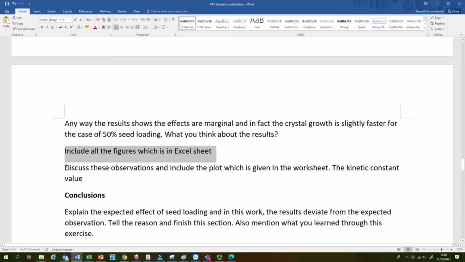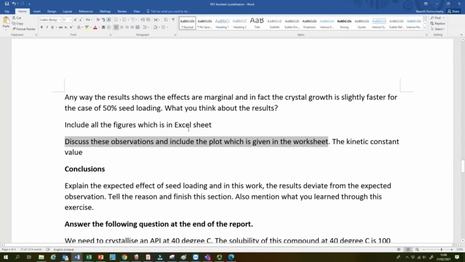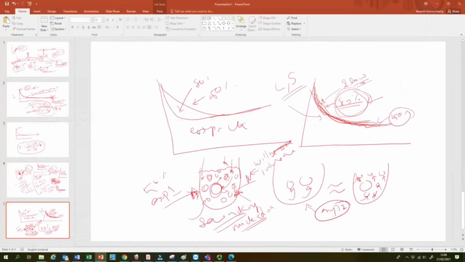So discuss this observation. Just mention why, no matter whether you start your experiment with 50% seed loading or 80% seed loading, the kinetics looks the same. Yeah. So the change in concentration or the change in supersaturation or how fast your mass is getting crystallized per unit time, everything looks similar, and that's because there should be some level of secondary nucleation in experiment 1. So mention that in the results and discussion part.